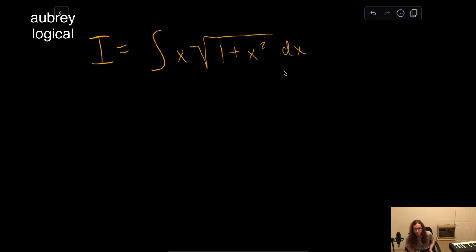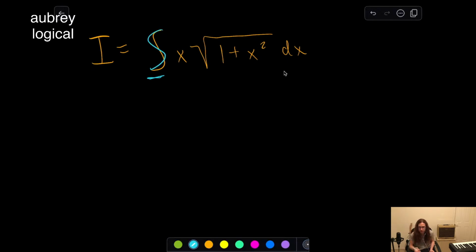So, calculus basically is derivatives and antiderivatives. This symbol right here is the antiderivative. The actual symbol looks a little different, but that's the easy shorthand way to do it. And then our problem is going to be x times the square root of 1 plus x squared dx.